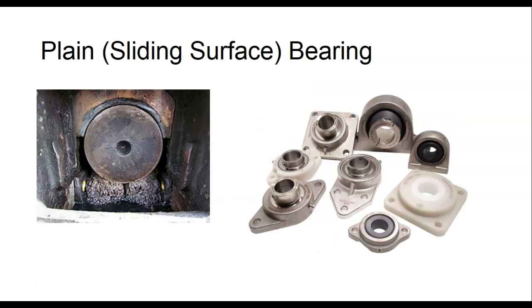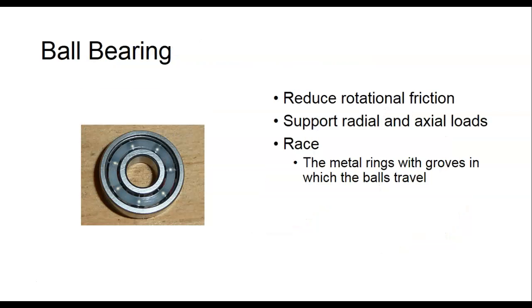So the first bearing is probably the simplest. These are just plain bearings. These are nothing but sleeves that would keep a lot of grease in. So the grease is basically the bearing itself, between the rotating part and the stationary part.